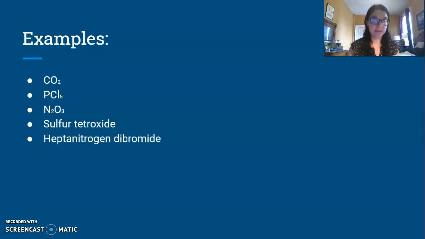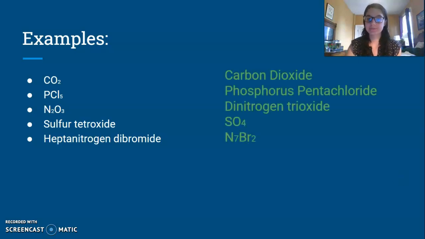So that would be SO4, because tetra or tet means 4. And then the last one is heptanitrogen dibromide. So hepta means 7, di means 2, so that should be N7Br2. Okay, so that is the review for just molecular compounds.